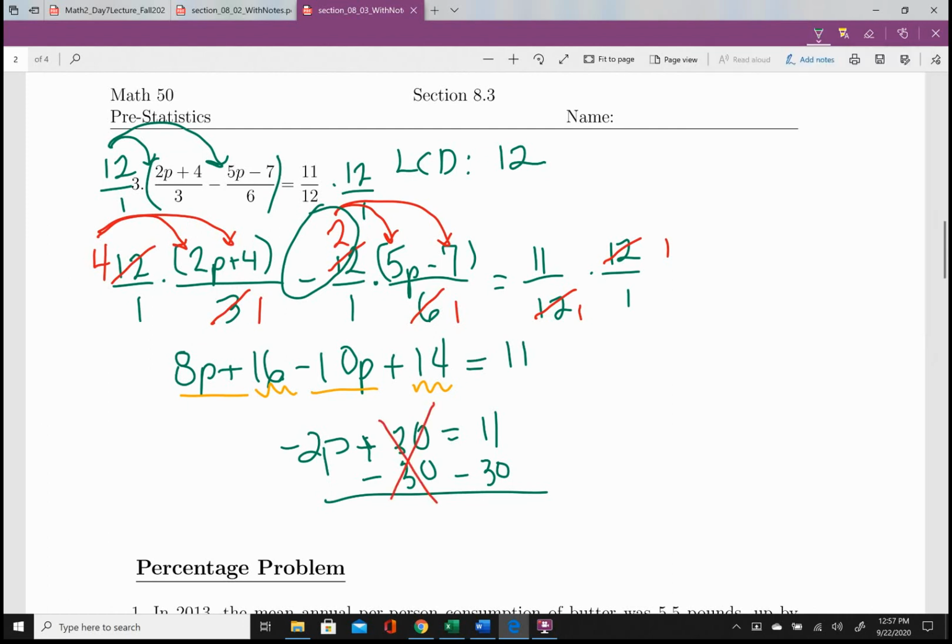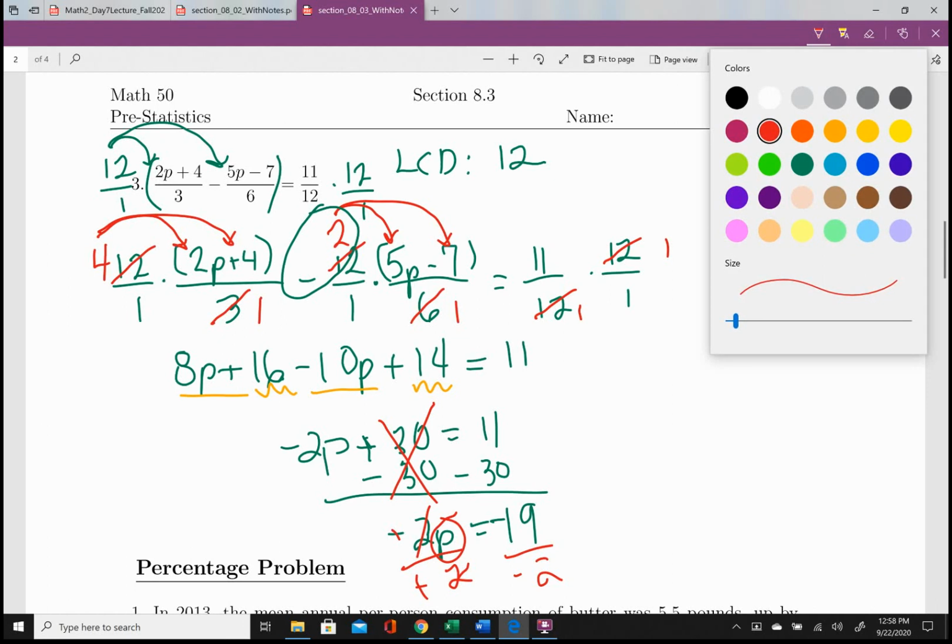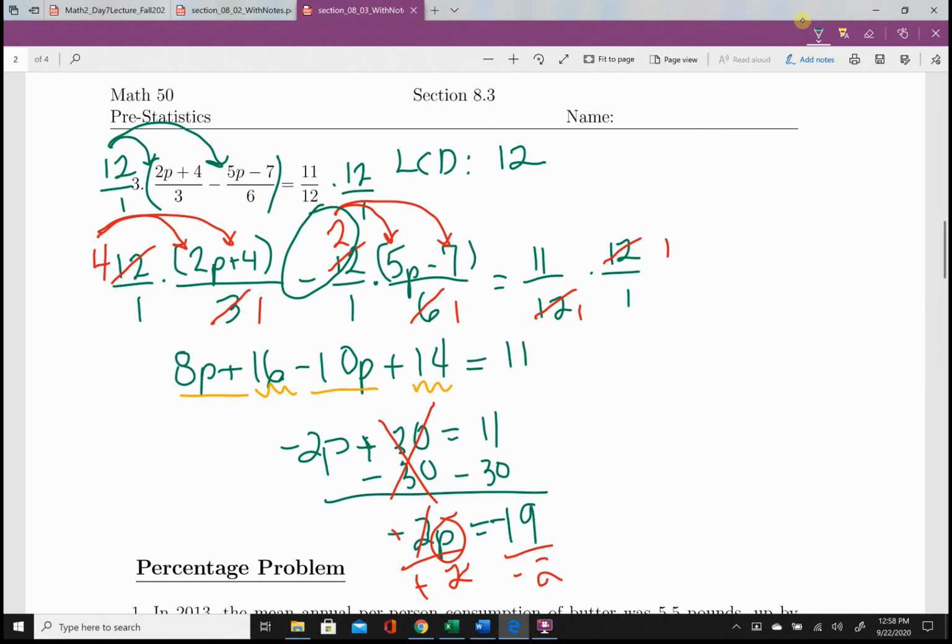And what do we get? Negative 2p is equal to, what's 11 minus 30? That's negative 19. And it's negative. So then we divide both sides by negative 2. Get rid of it on this side. p equals negative 19 over negative 2, which settles down to 19 halves, which you can call what? 7.5? No, 9.5. Not that you need to. p equaling 19 halves is perfectly fine. There's a final answer there.